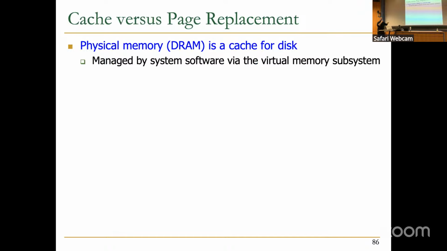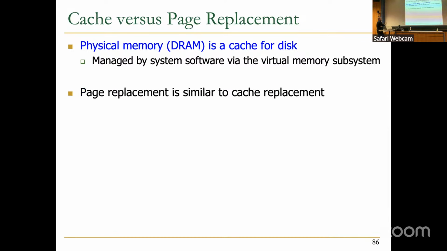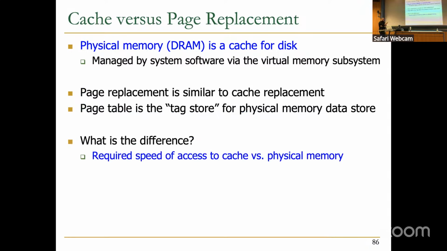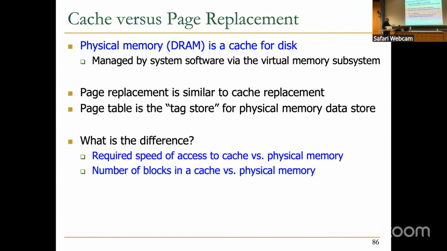So you can think of the cache versus page replacement as analogous to the physical memory being a cache for the disk. And you have seen a lot of these in the cache replacement part of the cache subsystem lecture. What is the difference? The difference is the speed of access, right? Accessing the cache is much faster than accessing the main memory. Second, the number of blocks in a cache versus physical memory. Physical memory is a lot bigger, it has many more blocks, even though the granularity of access is at the 4 kilobyte.